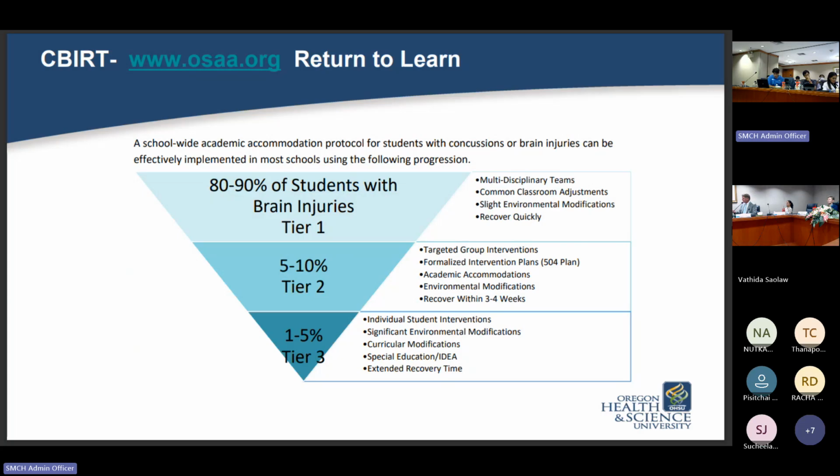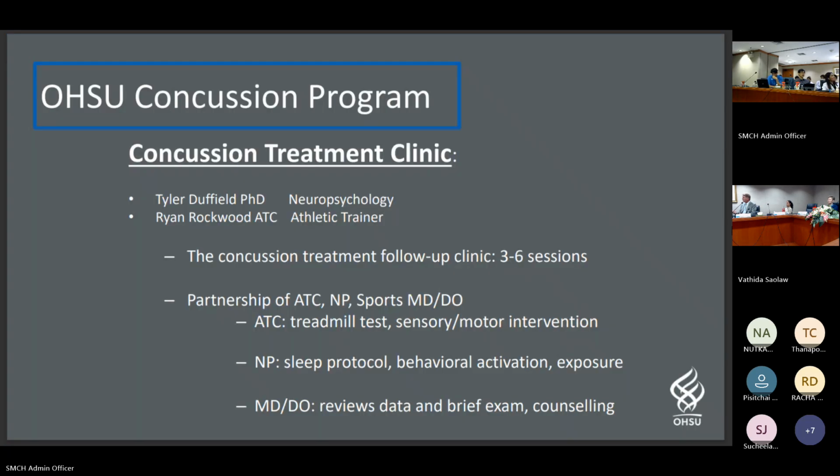So I doubled up on that, but we just noticed that in general for the school accommodations, most people get better pretty quickly, about 80%. There's only about 5 or 10% that need a little more formalized intervention with the academic accommodations. And then there's a small group that really need an extended recovery. So that's what we see in the pediatric population.